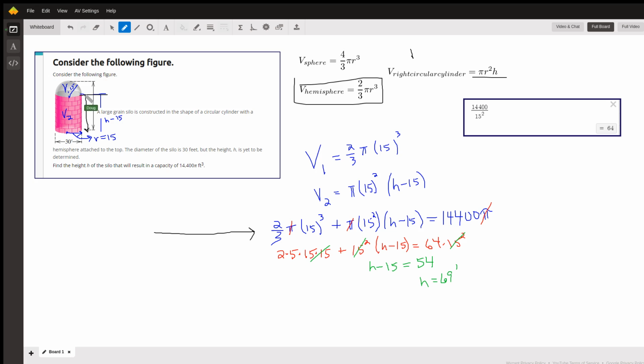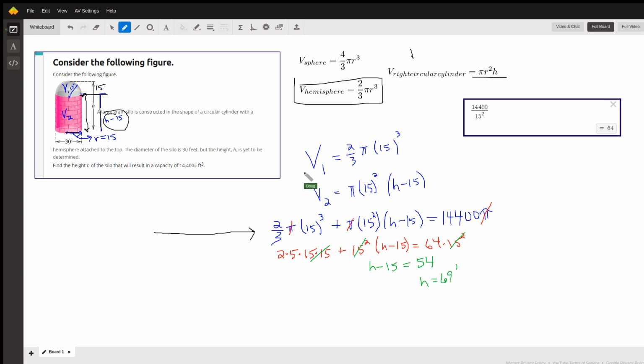And since the diameter of the silo is 30 feet, the radius is 15. That means this little distance right here is 15. So this distance, the height of the right circular cylinder, is h minus 15. And now we can set up the equation.